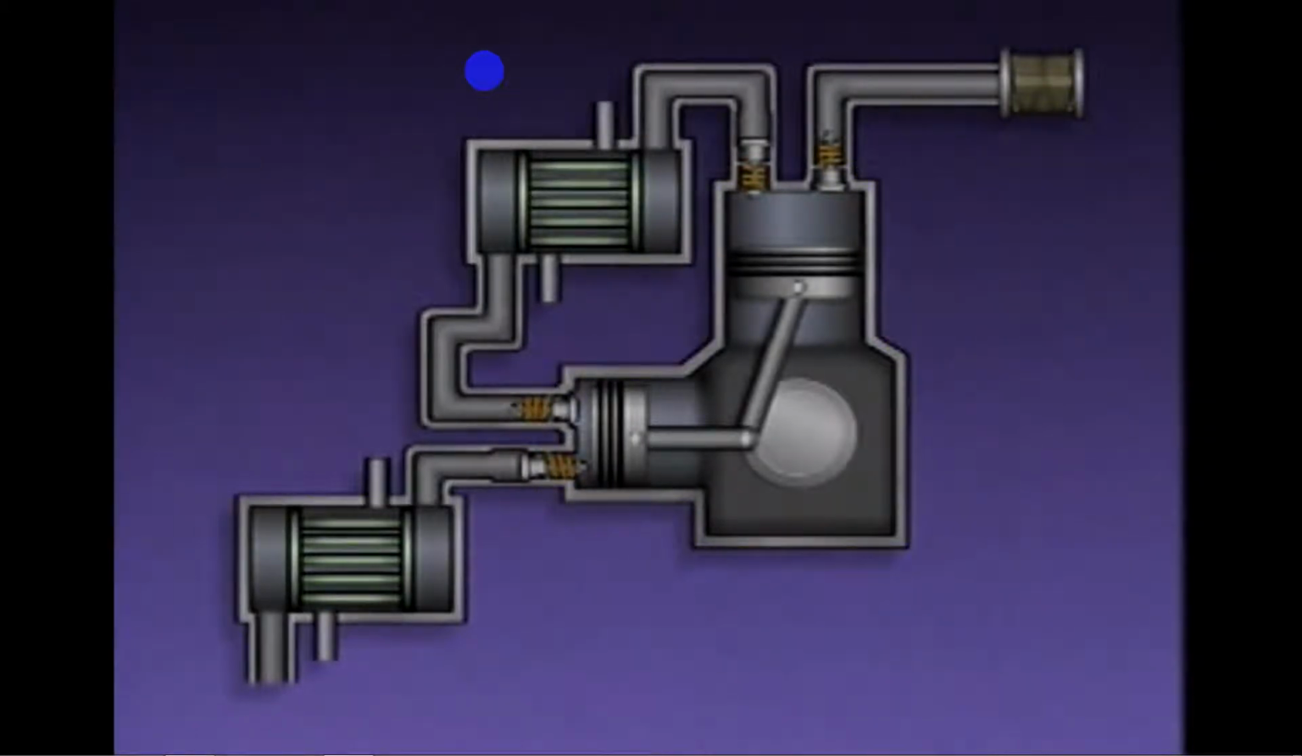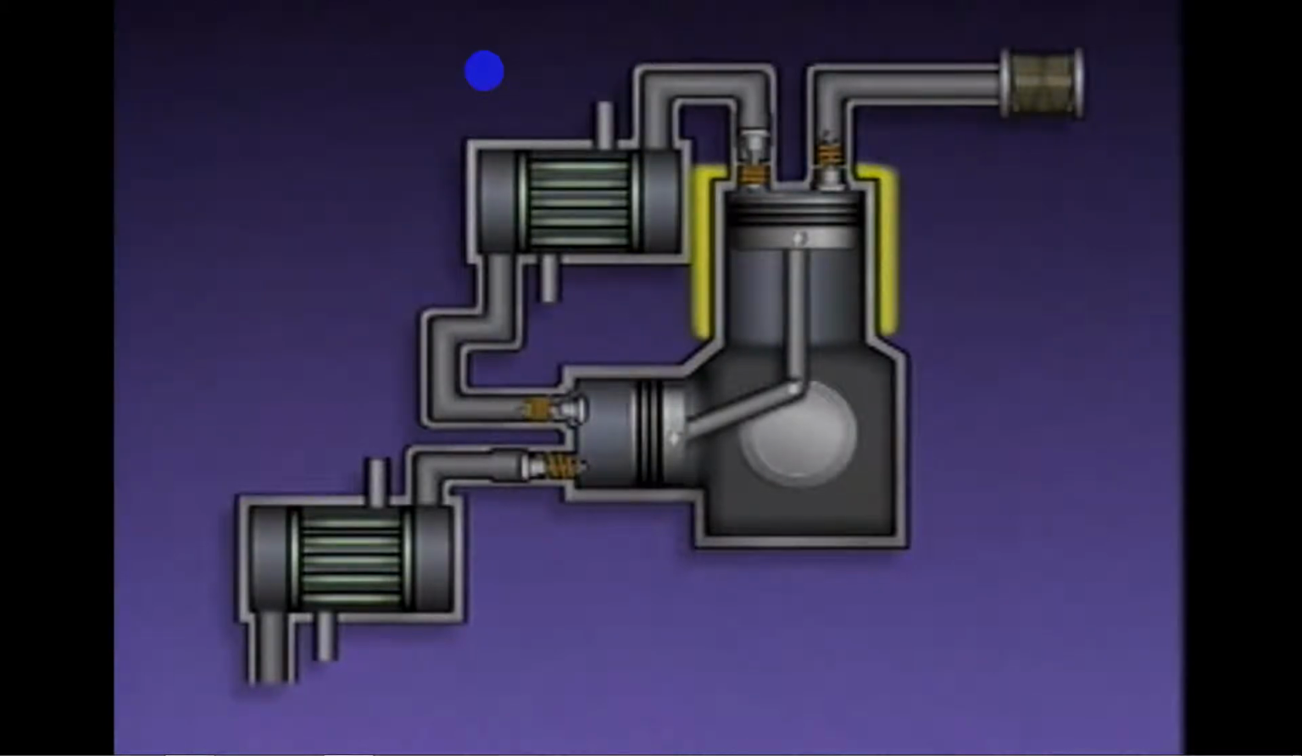A multi-stage reciprocating compressor contains two or more cylinders connected so that the discharge of one cylinder is directed into the inlet of another cylinder. The compressor in this example takes in air at atmospheric pressure and increases its pressure in two stages. In the first stage, the compressor increases the pressure of the air to approximately 25 psi. As the air is compressed, its temperature increases.